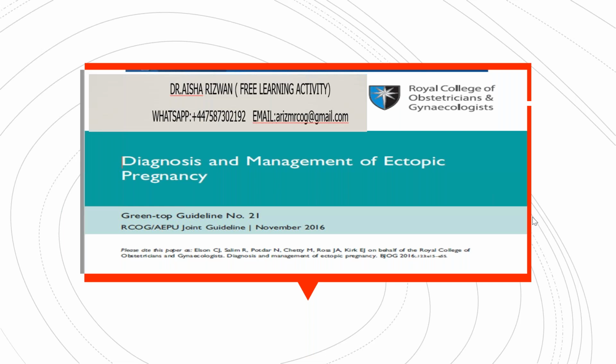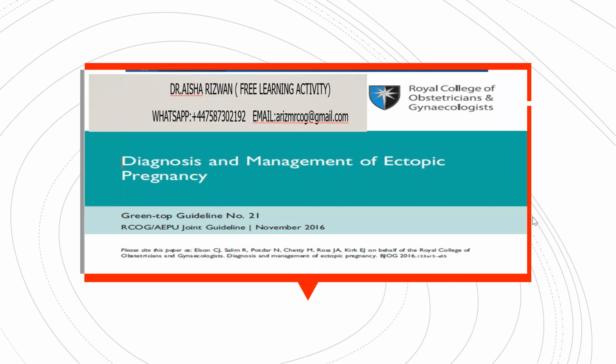So the woman who undergoes surgical management of pregnancy may be at higher risk of sensitization due to mixing of the fetal and maternal blood. That is one, okay. So it is better to give the treatment in such cases.